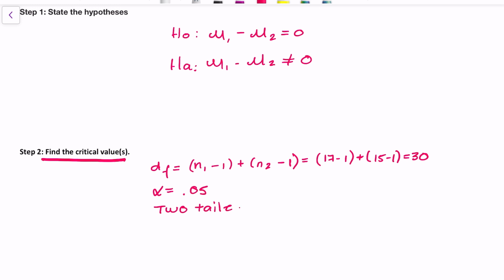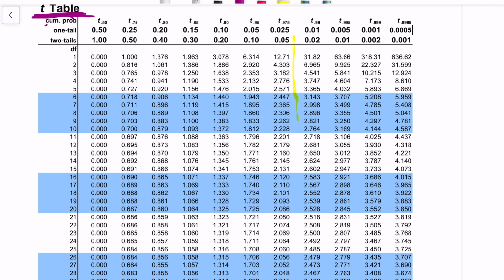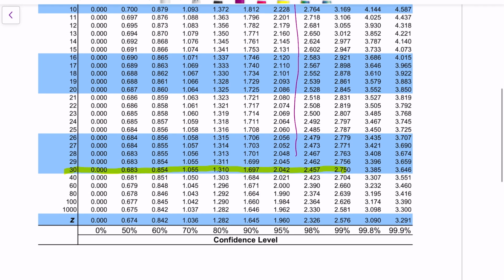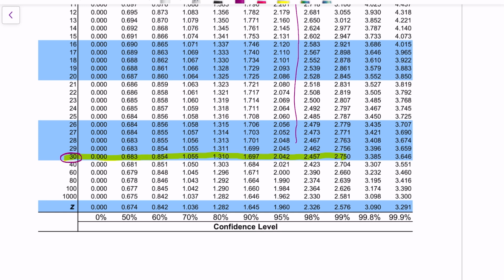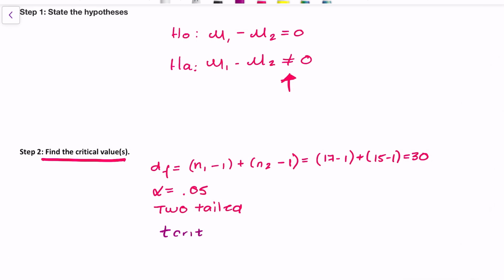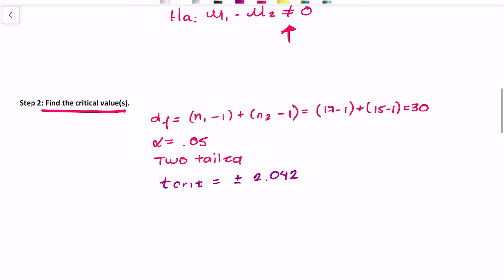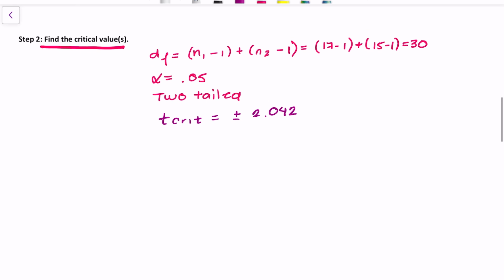How do I know this? I know it from this symbol. If it's different, that means that our test is two-tail. So let's go to the table. We are in our t-table. We're going to do two tails, 0.05. Let me draw the line all the way to the bottom, and then I'll move it up a little bit. So our degrees of freedom are 30. So our critical value is going to be 2.042. So t crit is plus minus, because it's a two-tailed test, 2.042. What we need to do is find our t-obtained.